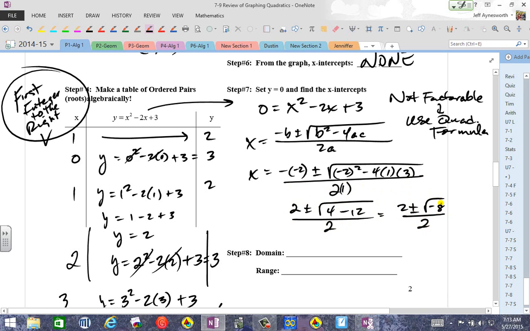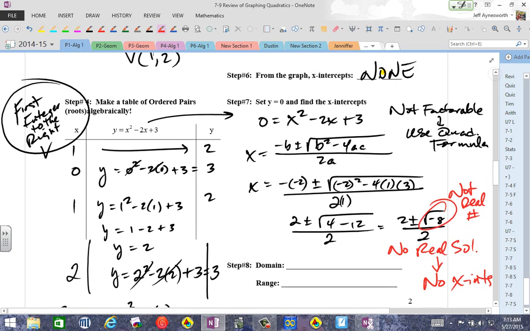The only issue is that this right here is not real. Okay, not a real number. So no real solution. Okay, and that tells me that there are no x-intercepts. That's why I said there are none, because there are none, guys. This parabola doesn't intersect the x-axis. So even if you try to solve them by setting y equal to 0, you're not going to find any, guys.